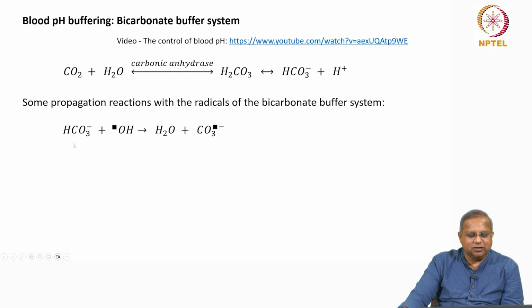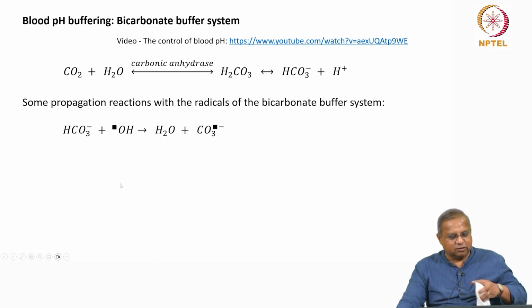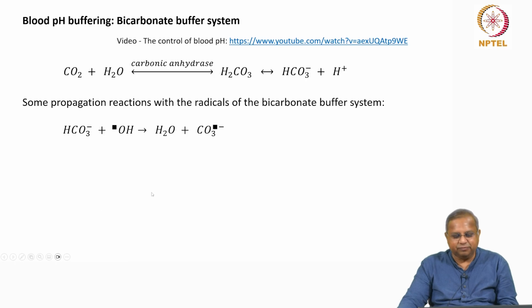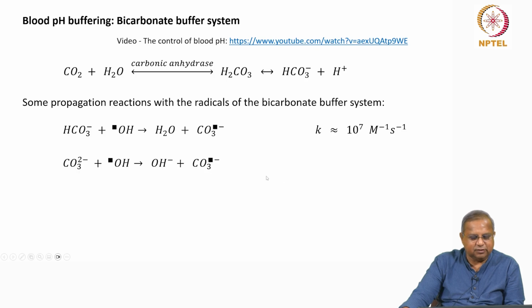So, HCO3 minus, if it reacts with hydroxyl radicals, gives you a carbonate radical, CO3 dot minus, and that is a real radical. Okay, that exists. It can cause significant damage, which we will see very quickly. The rate constant for this reaction is only about 10^7 per molar per second. Right.